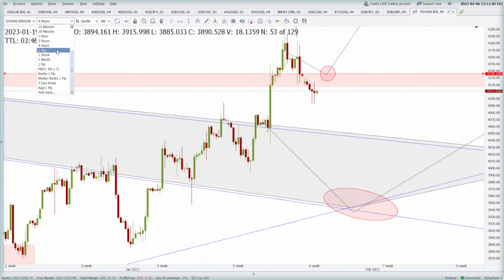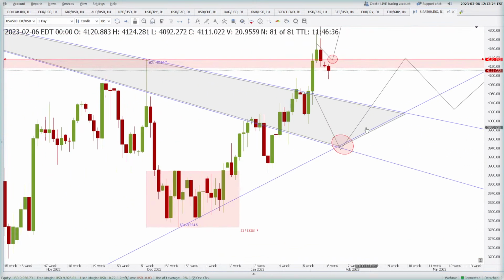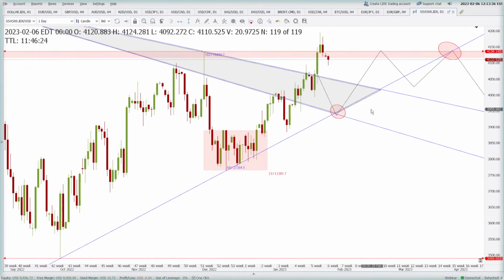Actually, on the daily, you see the structure has not broken. The structure is still up. The structure is still up here. All right. So yeah, until this low is broken, I think the structure will remain up. So I will just mark this low here. This is an important low, 3993 area.